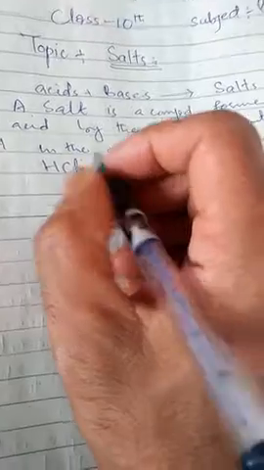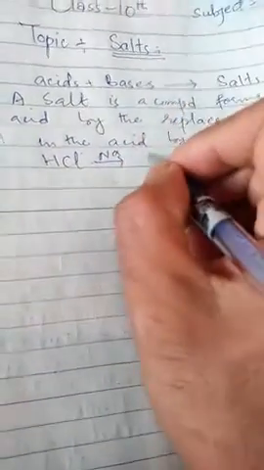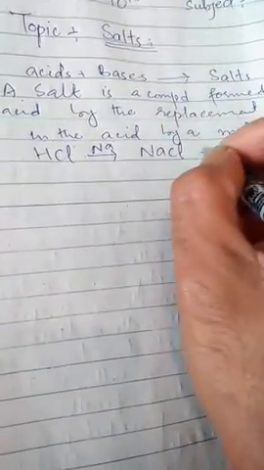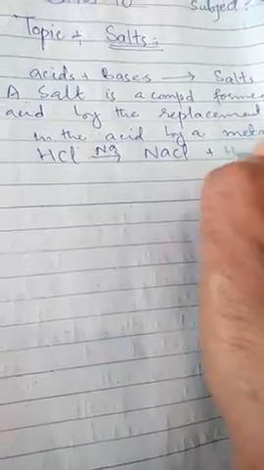For example, if we take an acid, hydrochloric acid, and replace the hydrogen of this acid by a metal, say sodium, we get NaCl, sodium chloride. This sodium chloride is a salt.